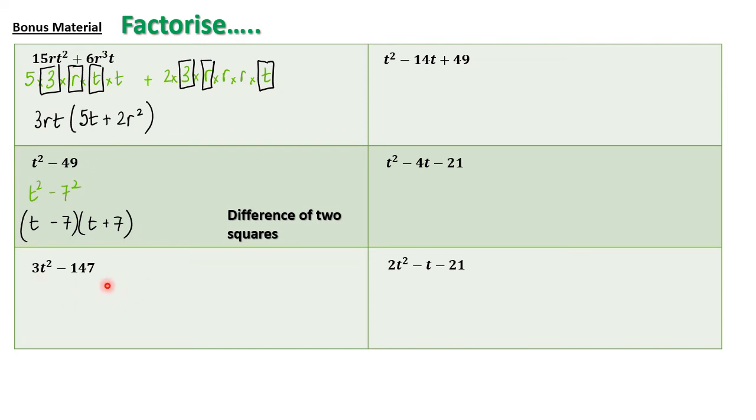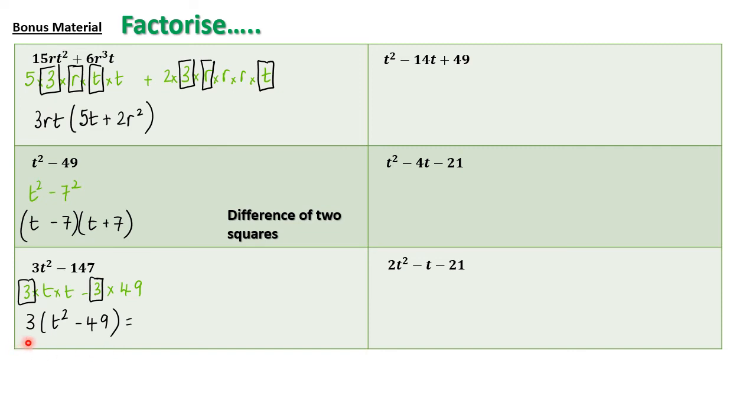Let's have a look at the next one down, 3t squared minus 147. And again, you might be thinking, well, is it a difference of 2 squares, because there's no t's here, and I can't see instantly any common factor. Maybe this 3 is a common factor. Does 3 go into 147? Well, I know 3 goes into 150, and that's 3 less than 150, so yes it does. So I can think of this as 3t squared minus 3 lots of 49.